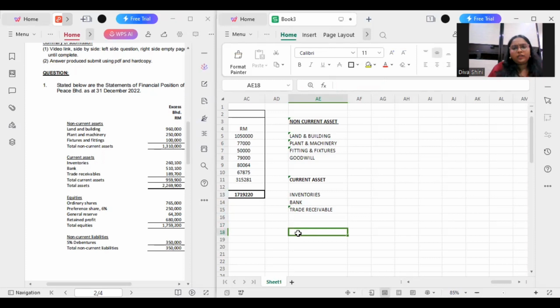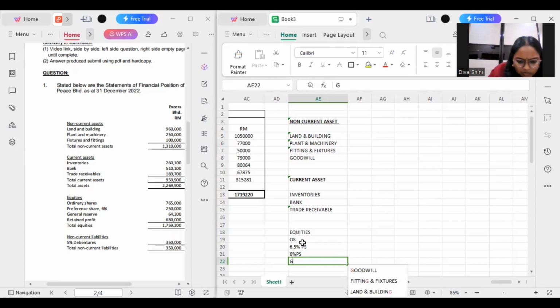And then equities. Equities: ordinary share, the question is 6.5%. Yes, and here is 6% PS. Debenture is non-current liability, and PS, general reserve, and also retained profit.